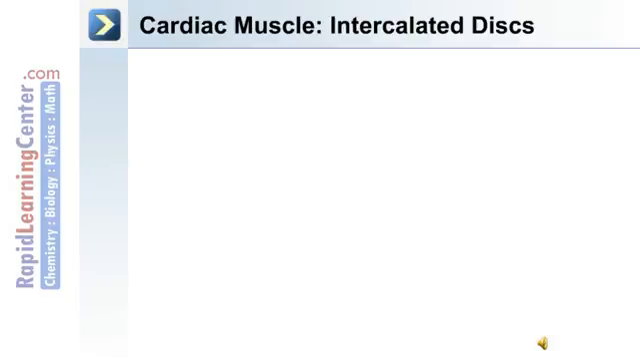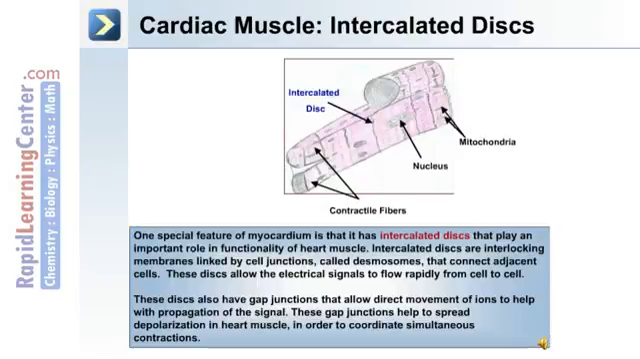The intercalated discs. One special feature of myocardium, or heart muscle, is the presence of intercalated discs. These play an important role in the functionality of heart muscle. These discs are interlocking membranes linked by cell junctions called desmosomes. These connect adjacent cells together. They allow the electrical signals to flow rapidly from cell to cell.